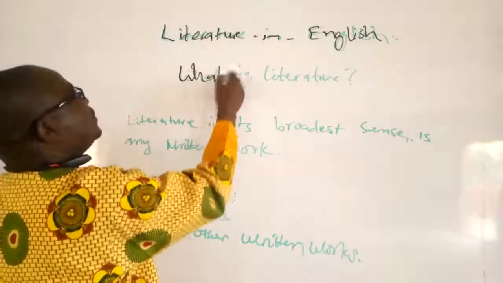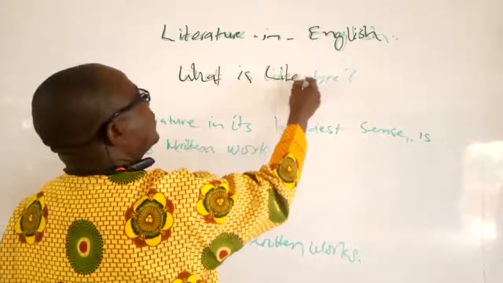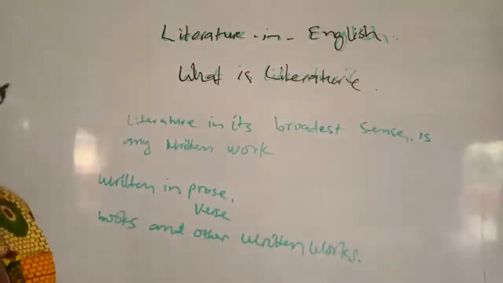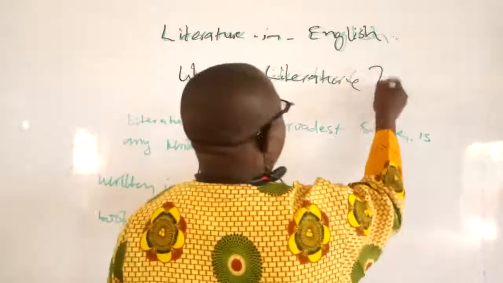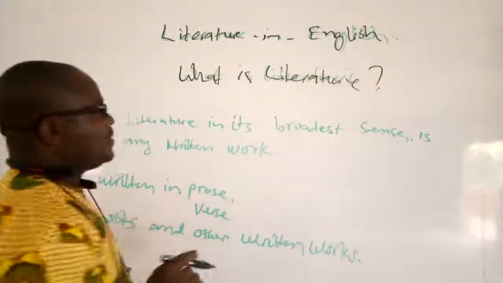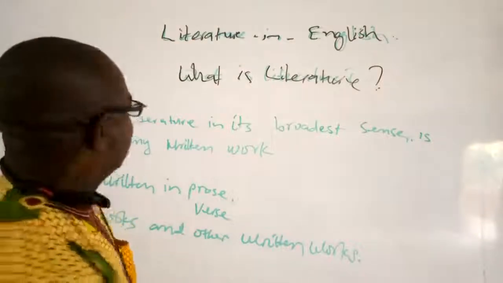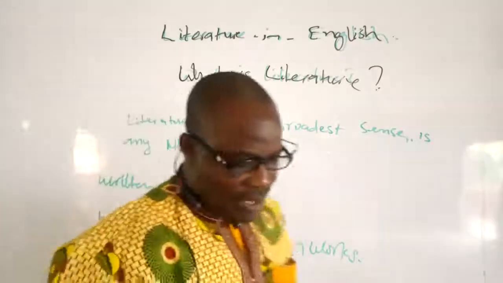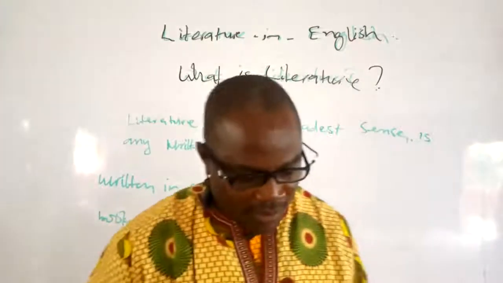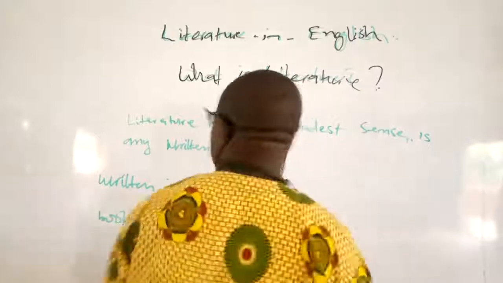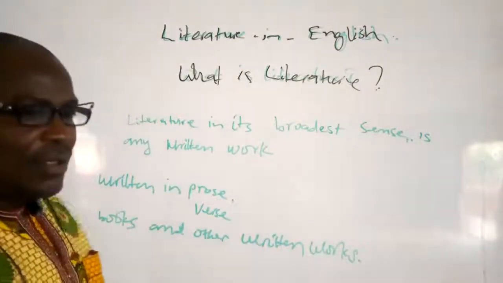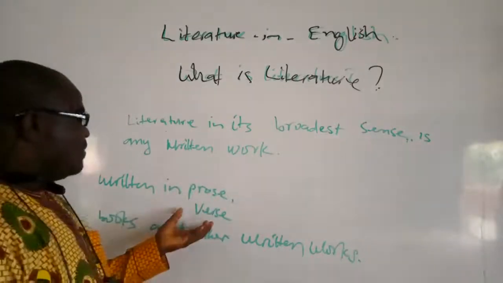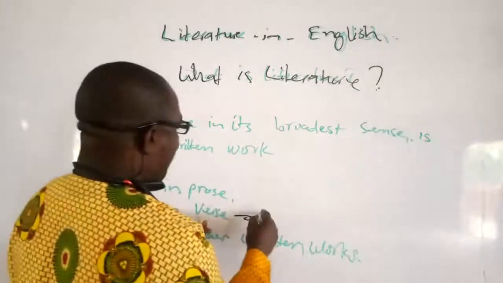What is literature? So we can say literature in its broadest sense is any written work you come across. That is the first definition. Any written work or any written work in prose or in verse. That is talking about poetry.